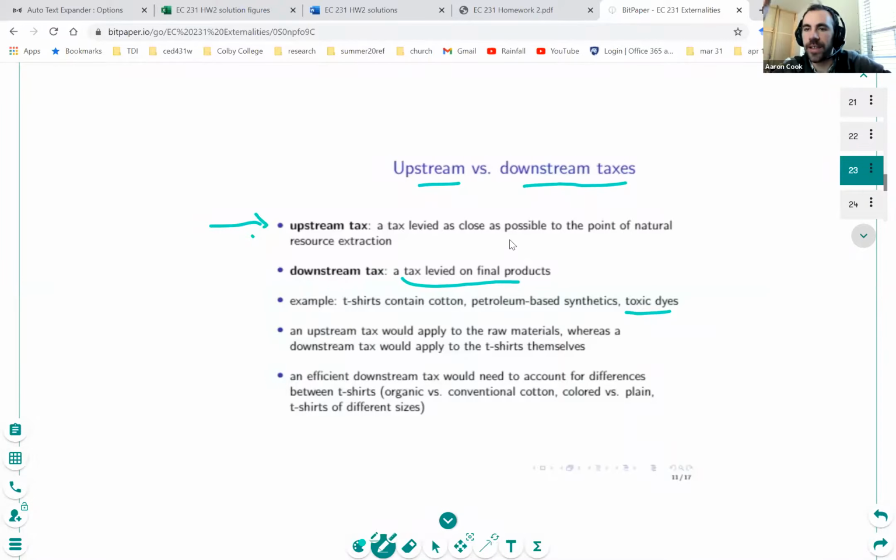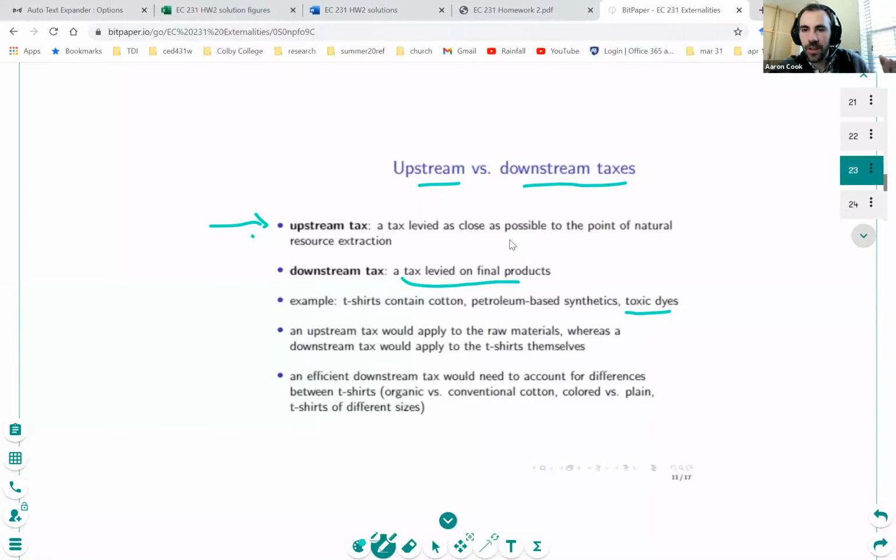Instead, what you could do is assess the tax on the production of the dye itself. So you could go all the way to the source and assess the tax on the production of the exact chemical that is producing the external effects that you want to avoid. So you could tax the production of the dye itself.